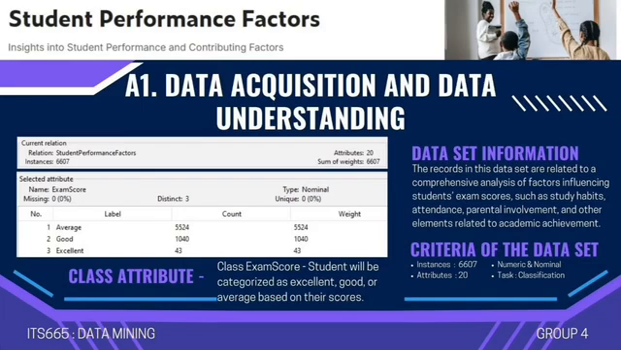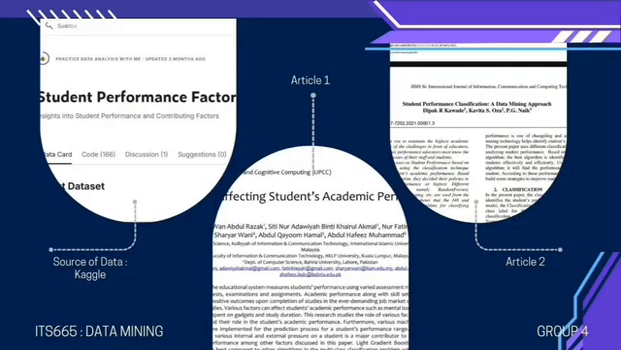The task is classification. As for the class attribute, we choose class exam score. Students will be categorized as excellent, good, or average based on their scores. The source of the dataset is from Kaggle, and there are 3 articles that we use as a reference. Article 1, affecting students' academic performance, and Article 2, student performance classification, a data mining approach.